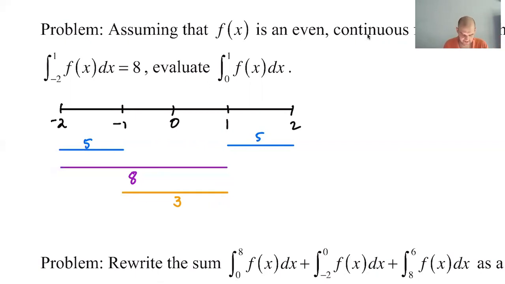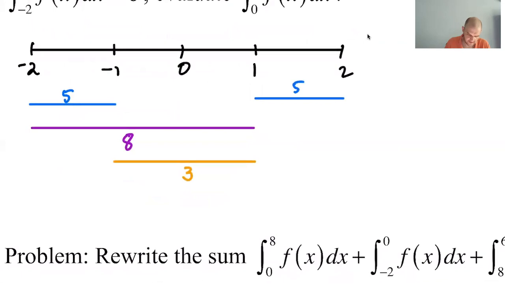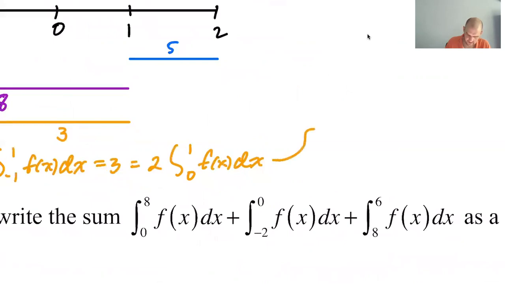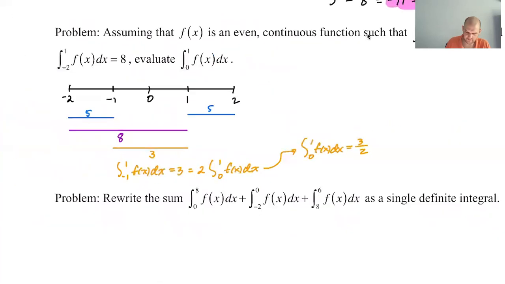Now, since the integral from -1 to 1 of f of x dx is equal to 3, but since this is an even function, that's 2 times the integral from 0 to 1, which means that the integral from 0 to 1 of f of x dx is 3/2, or 1.5.